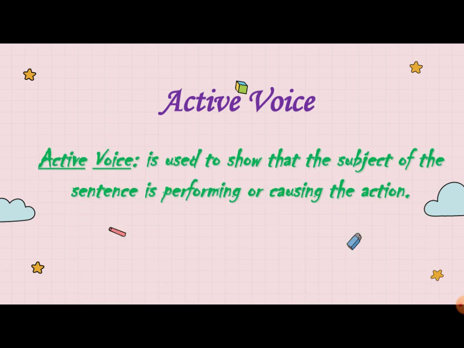Active voice. Active voice is used to show that the subject of the sentence is performing or causing the action. That is, subject is the doer of the action. So, how to identify whether a sentence is in active or passive voice? So, only remember when the subject is placed before the verb.